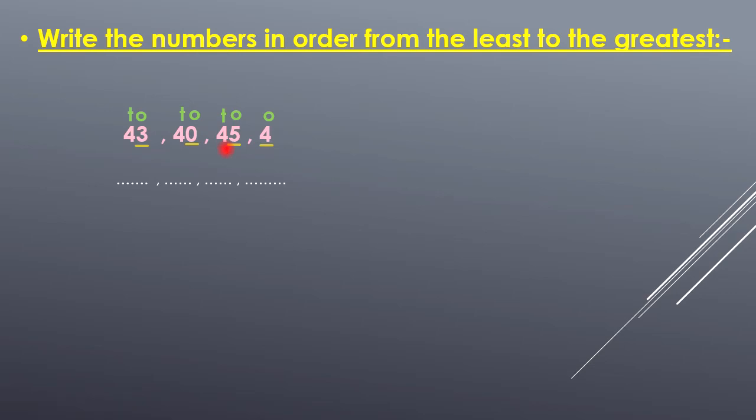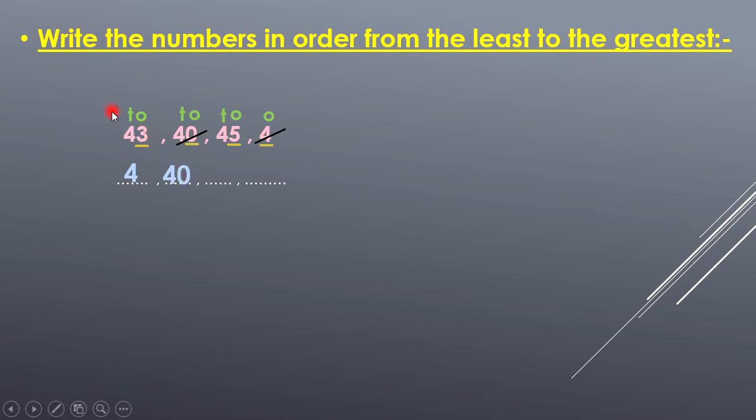Which one is the smallest number? Here I have 43, 40, and 45. Here the ones digit 0 is the smallest. So I cross 40 and put 40 here. Now I have 43 and 45. We look to the ones digit. Which one is the smallest?